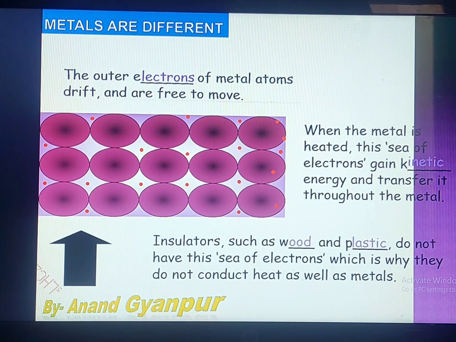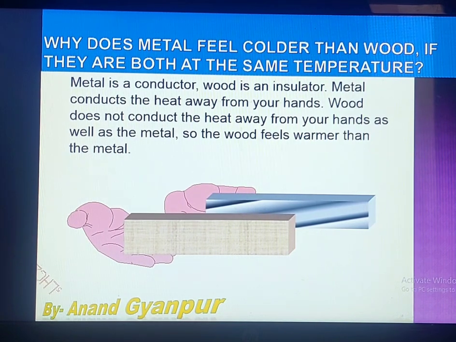But insulator materials like wood and plastics don't have free electrons, so that's why they are called insulators. So here is a question: why does metal feel colder than wood if they are both at the same temperature? As you know, metal feels cold and wood doesn't. So why does this happen when they are already at the same temperature? Metal is a conductor, as we already discussed, and wood is an insulator, because metal is a conductor due to free electrons, and wood is an insulator because it has no free electrons.